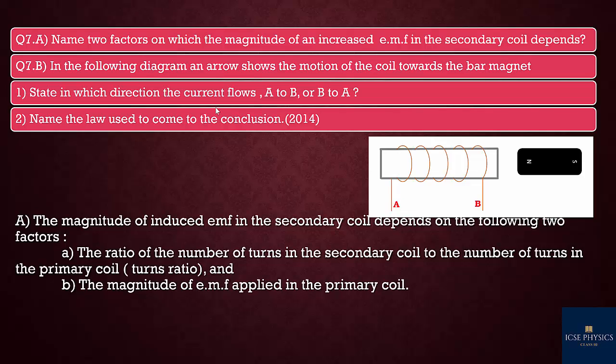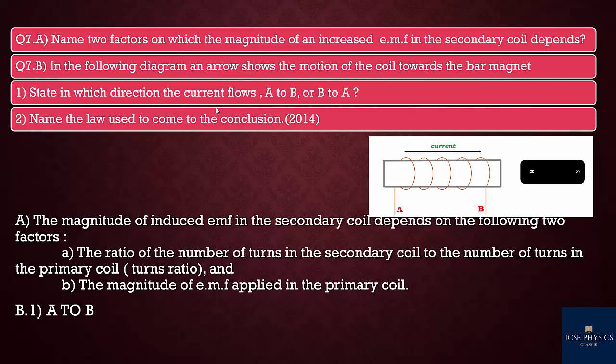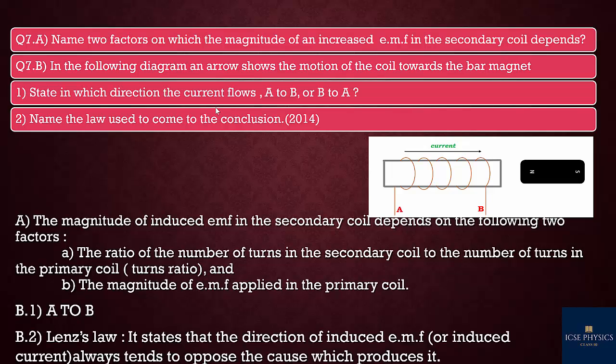Now, second part. In the following diagram, an arrow shows the motion of the coil towards the bar magnet. State in which direction the current flows, A to B or B to A. It is from A to B. Name the law used to come to this conclusion. It's Lenz's law. It states that the direction of induced EMF or induced current always tends to oppose the cause which produces it.